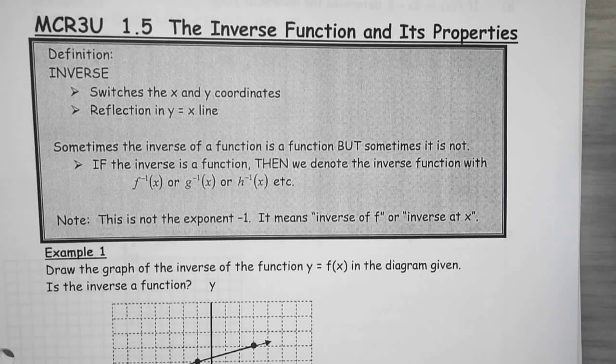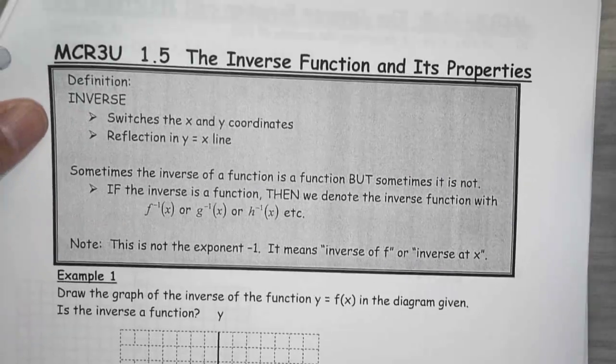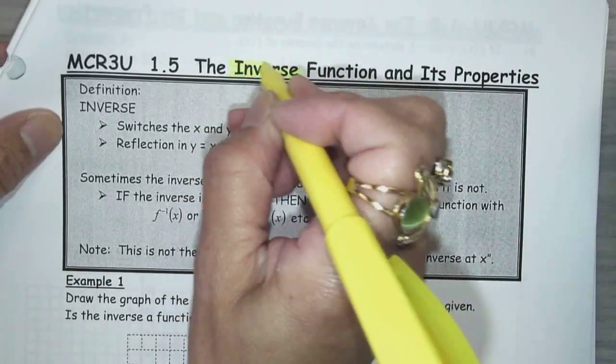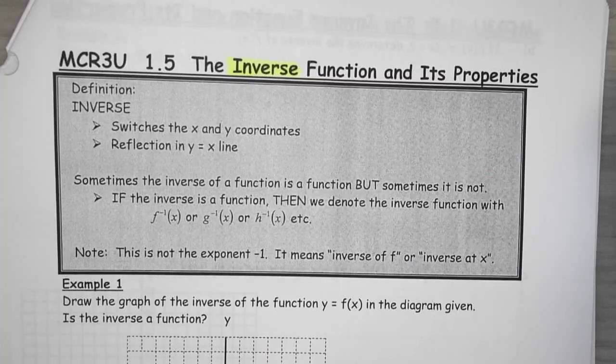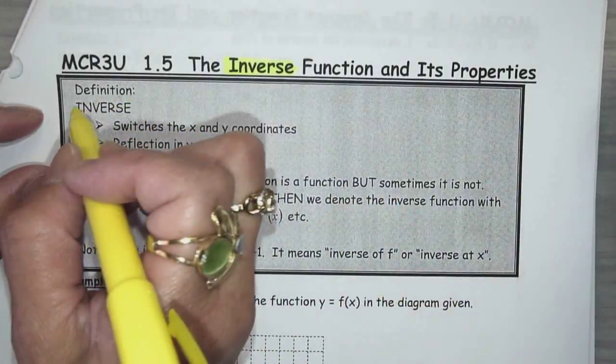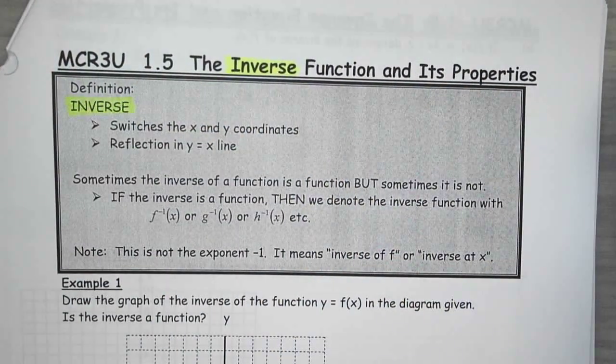0.5 is the inverse. So this is a new word, the inverse function. We've never done inverse before. Now, we've learned reciprocal. That's different. Inverse, reciprocal. So inverse is a new word.